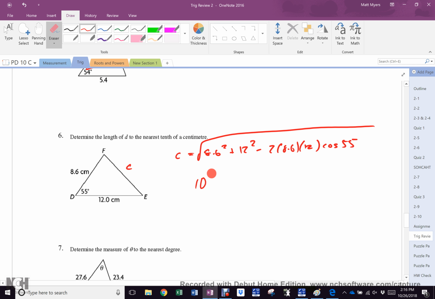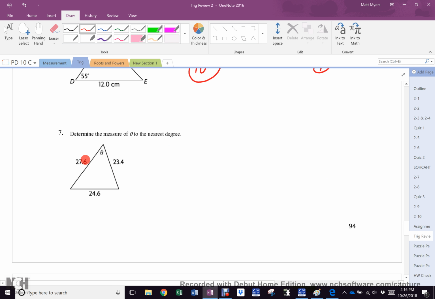9.97? Whatever, I don't care. 10. It says to the nearest centimeter. Yes, it's 1 mark. You're only doing one thing. You're doing cos law. This one, yucky cos law.